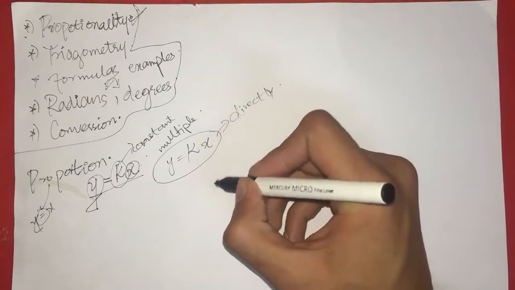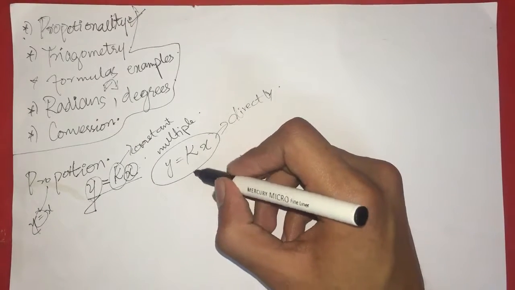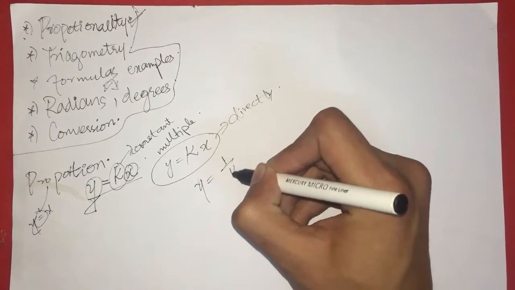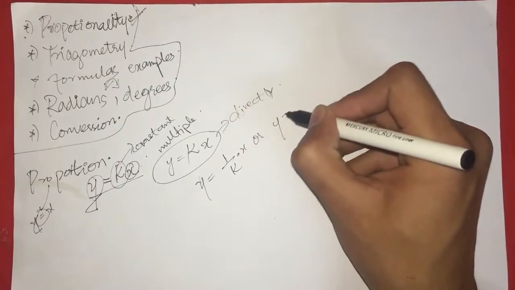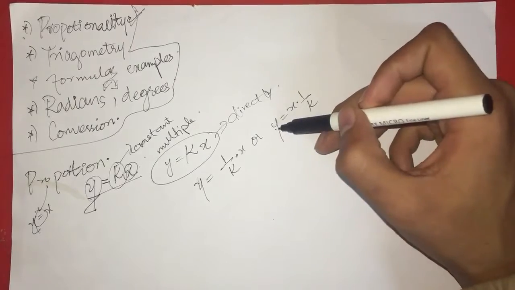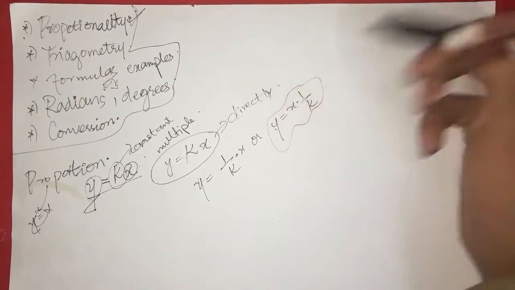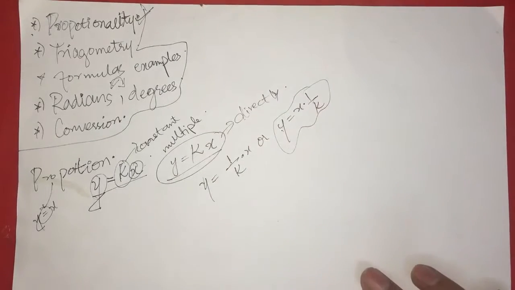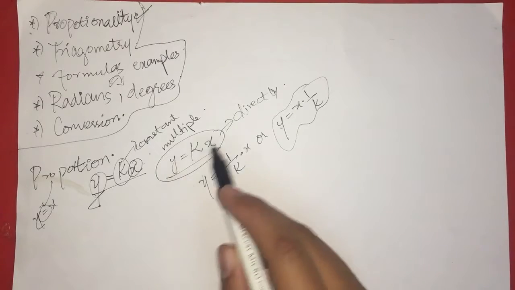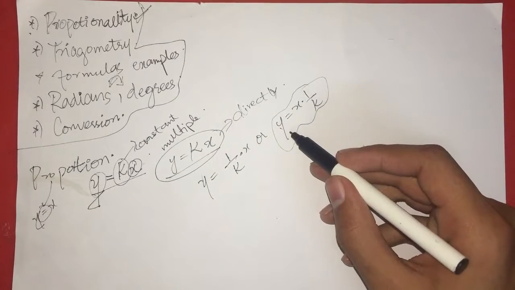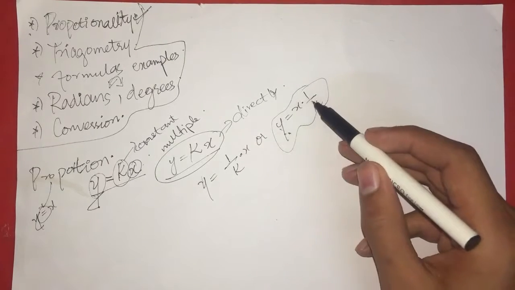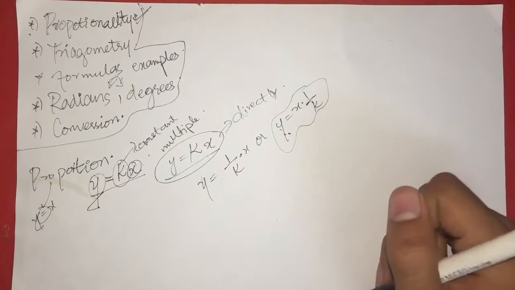And when we say inversely proportional, we say that y equals 1 by k into x, or y equals x to 1 by k. That means y is inversely proportional to x, and the other means that y is directly proportional to x. So this basically means when y increases, x also increases. But in this case, when y increases, x decreases.